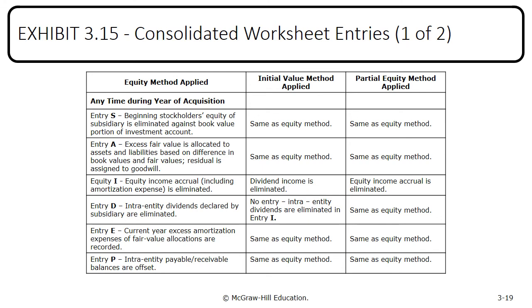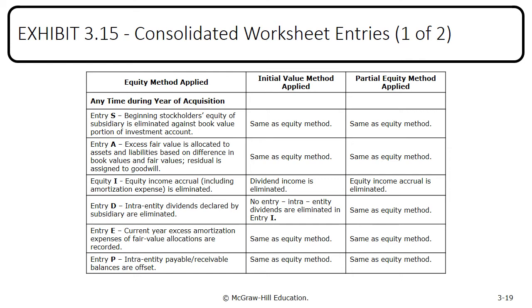Again, under the initial value method or the partial equity method, the journal entries are the same for S and A. In the initial value, the only thing you'll have to eliminate is dividend income as your I. There is no D. And E and P are the same as equity method.